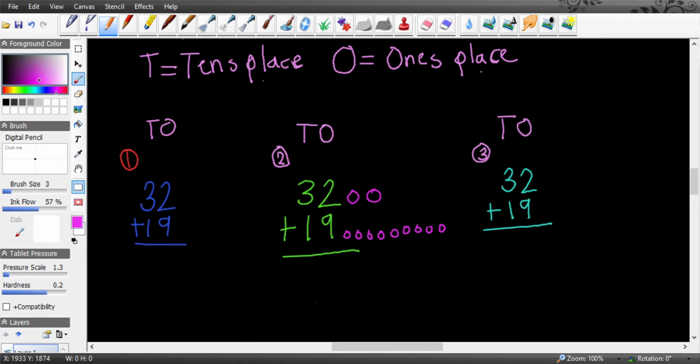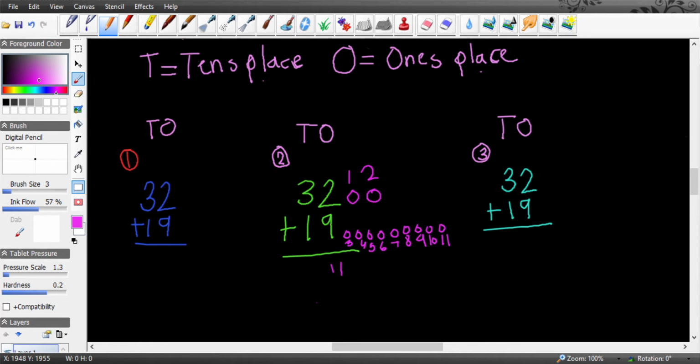Not all of them, just add 2 and 9. These 2 circles and these 9 circles. So let's add them. Let's count. 1, 2, 3, 4, 5, 6, 7, 8, 9, 10, 11. So now that we know that 2 plus 9 is 11, we're going to put down that 11.